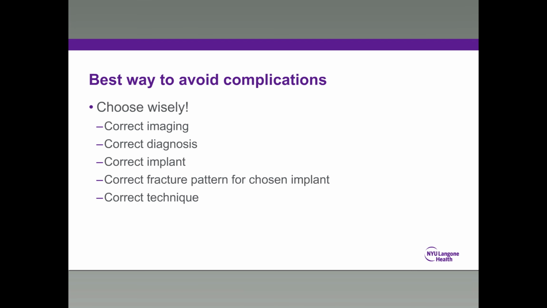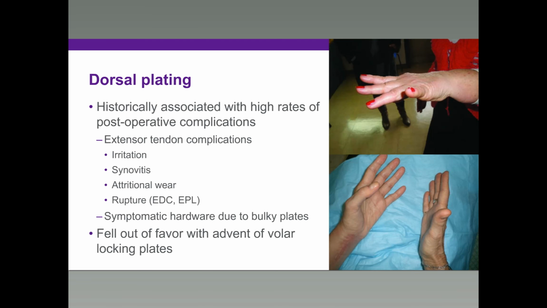Choose wisely. You need the correct imaging, as we've discussed. You need to make the correct diagnosis, pick the correct implant, and the correct fracture pattern for your chosen implant. There's a lot of options out there, and you've got to make sure you're picking the right one, and you need the correct technique. So I want to talk first about dorsal plating.